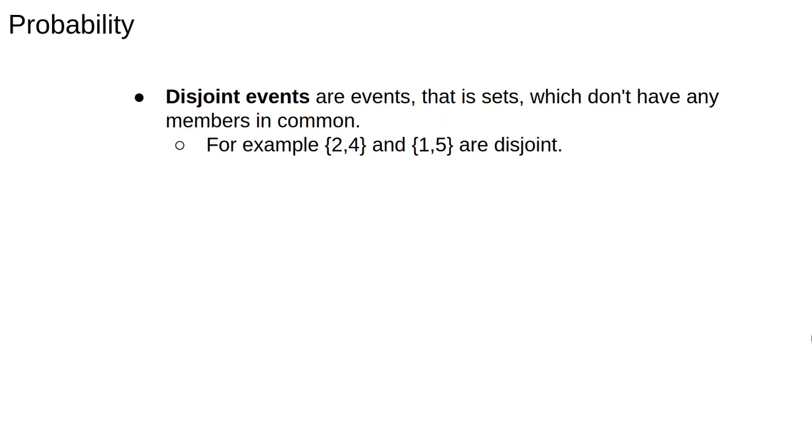Disjoint events are events, that is sets, which don't have any members in common. So for example, the sets {2, 4} and {1, 5} are both disjoint from each other.